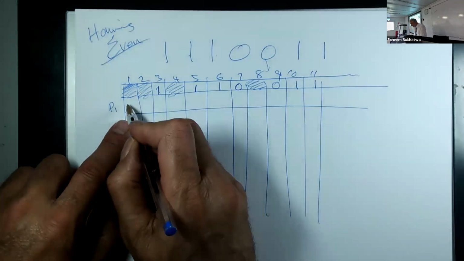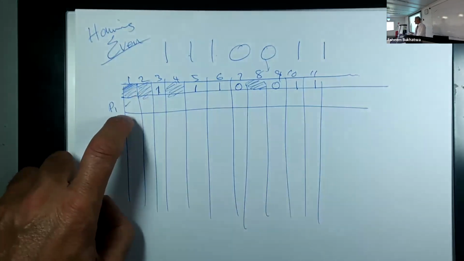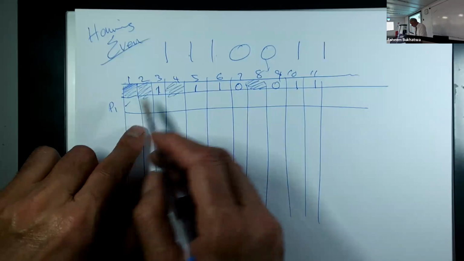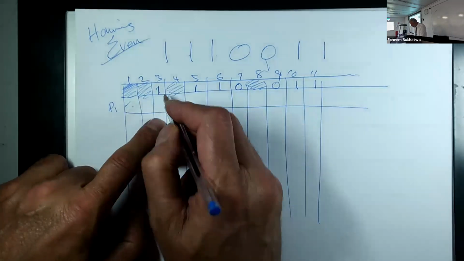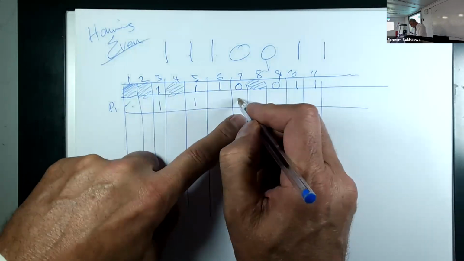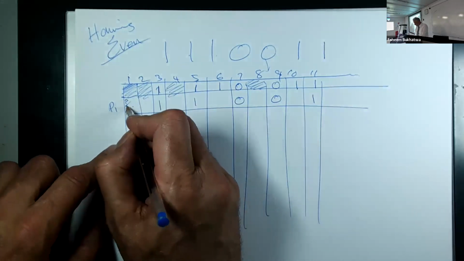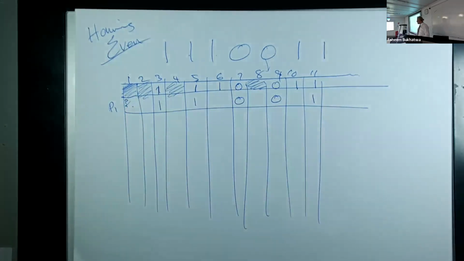Now, find out parity 1, based on the group of bits that go with it. Which group of bits goes with parity 1? It's 1, 3, 5, 7, 9, and 11. That's how you figure out what parity 1 is, based on the number of ones in this group. Then you do the same thing with parity number 2, with its own bits, and that tells you what parity 2 is.